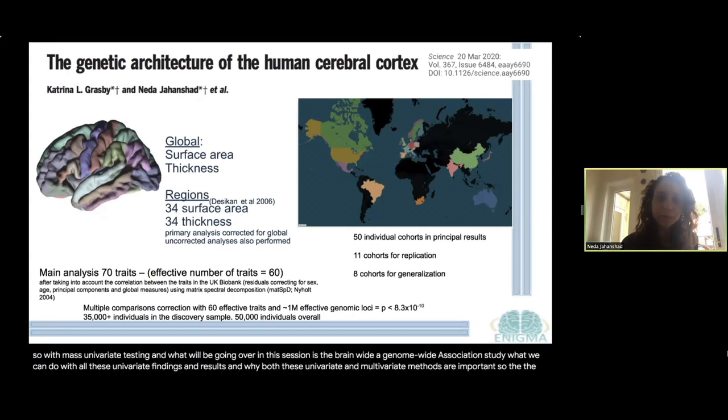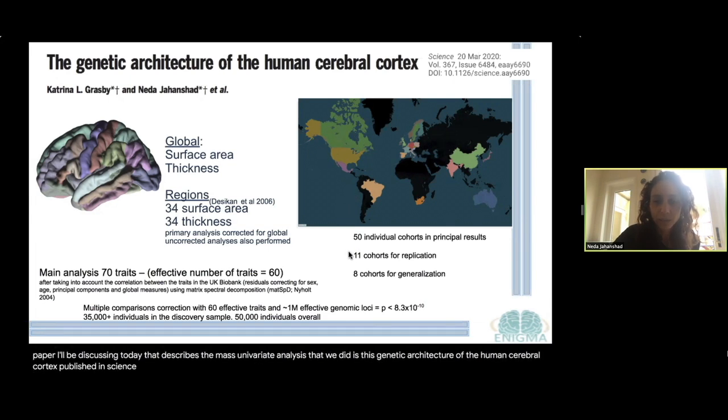So the paper I'll be discussing today that describes the mass univariate analyses that we did is "The genetic architecture of the human cerebral cortex," published in Science just a couple of months ago in March 2020. We worked with over 300 researchers from around the world, representing populations from all over the world, to look for genetic variants that might influence cortical structure.